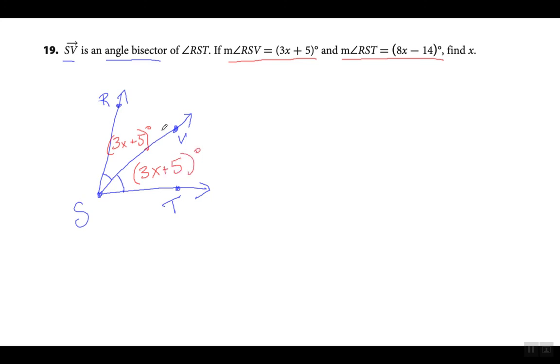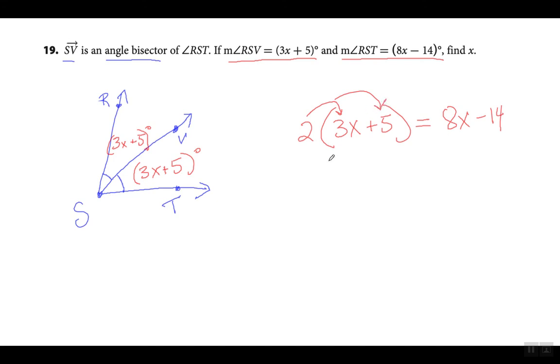So to set up my problem, I would put that this angle plus this angle has to equal what the entire thing equals, which is 8x minus 14. Or the faster way would be 2 times 3x plus 5 degrees. I won't write the degree part because you don't need it for that. Has to equal 8x minus 14. The slow way would be to write 3x plus 5 plus 3x plus 5 equals 8x minus 14. This is a faster way.